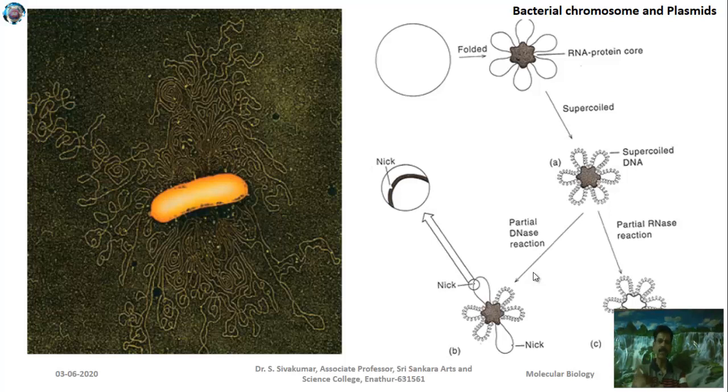And now you will see the structure of an E. coli, in which how the genetic material is present in the genome of the microbe, how it is present in prokaryotic organisms.